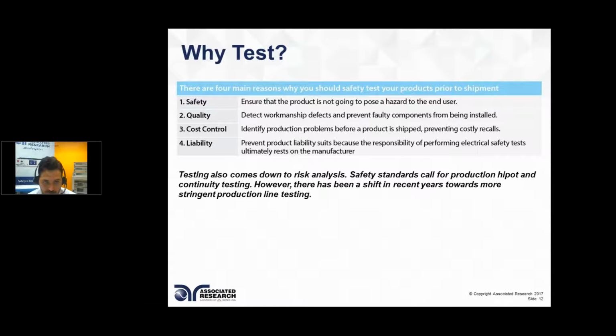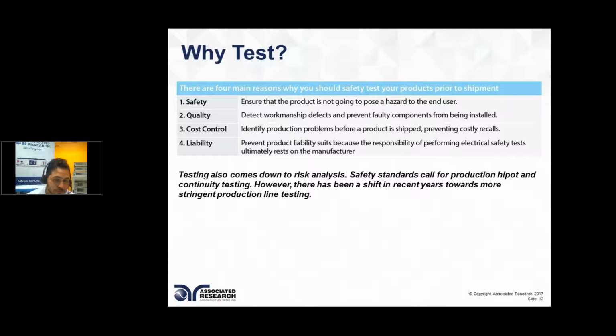Cost control. You identify production problems before a product is shipped, right? This is more for type testing. You don't want to say, hey, I have a finished product, start development, and then realize I have faulty insulation or lower quality ground circuit. So that prevents costly recalls.